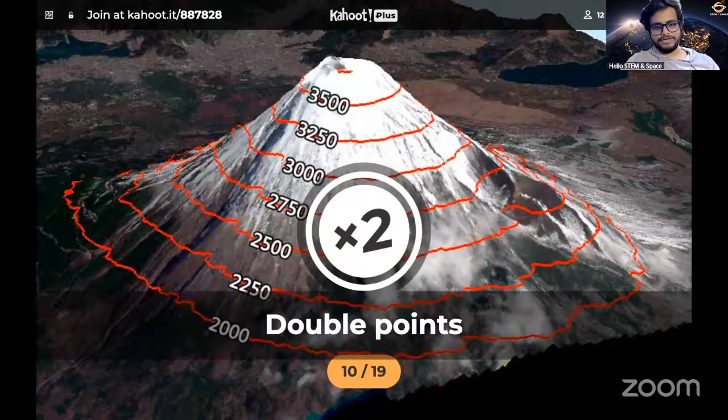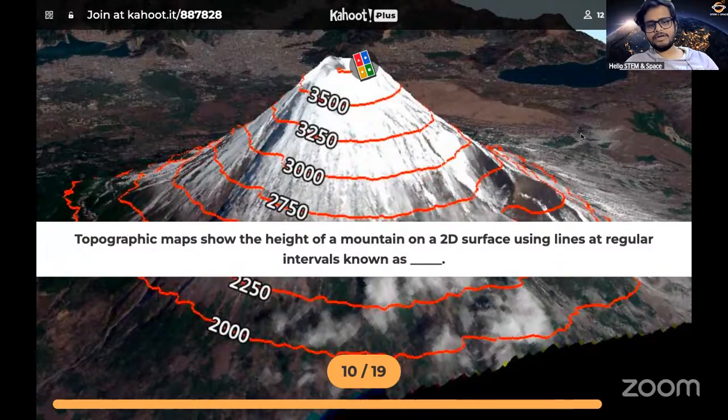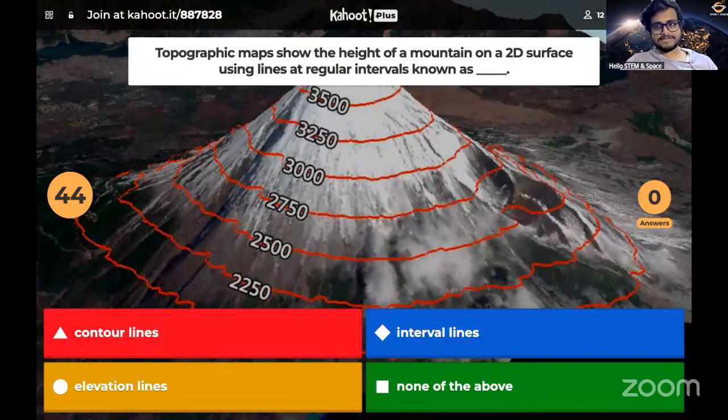For double points: a topographic map shows the height of a mountain on a 2D surface using lines at regular intervals known as. What are those lines known as on a topographical map? Contour lines, interval lines, elevation lines, or none of the other?